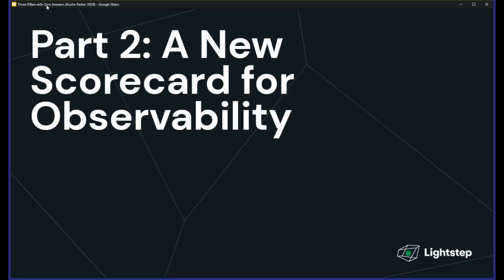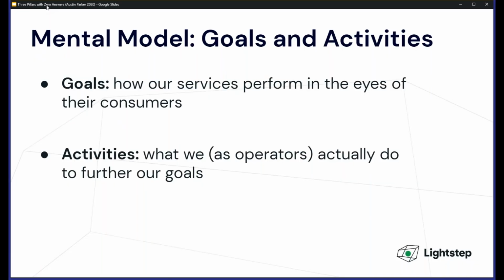So if we've spent all this time so far talking about these three types of data and these three pillars, and that's not how you should think about this, how should you think about this? Let's talk about a new scorecard, a new way to evaluate tools. Rather than thinking in terms of data sources and what kind of data we're ingesting, let's think about what our goals are and what activities we're doing to meet those goals.